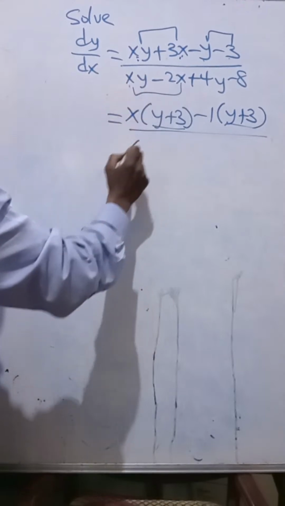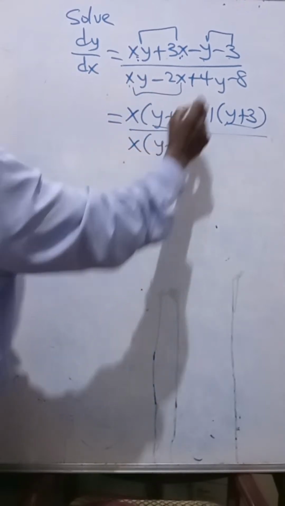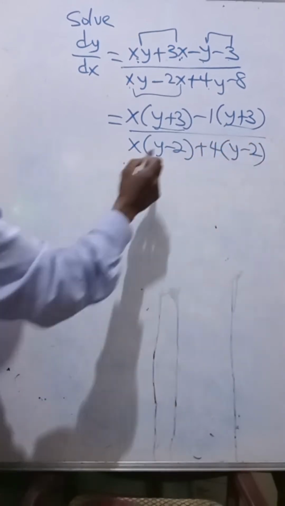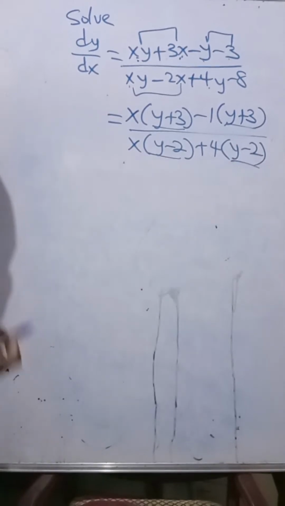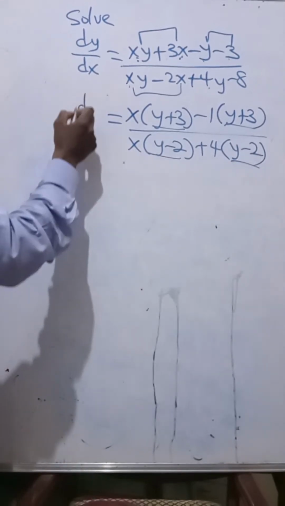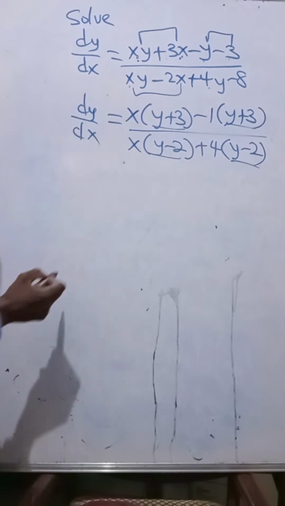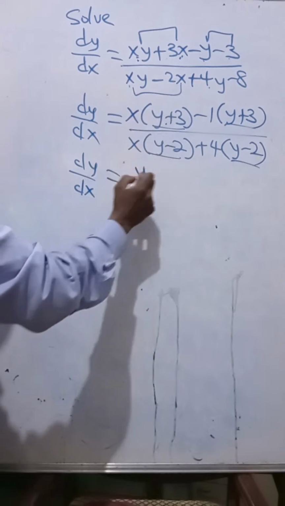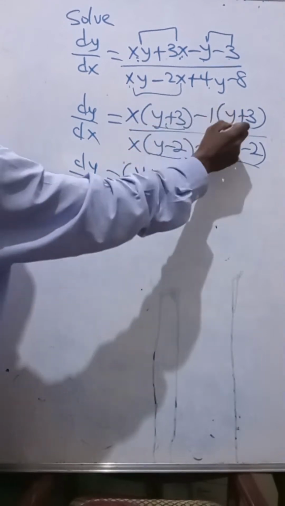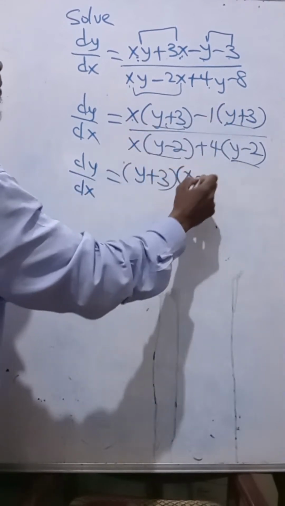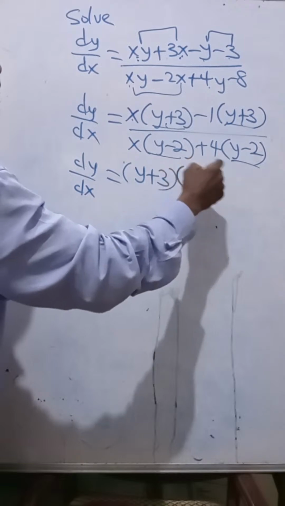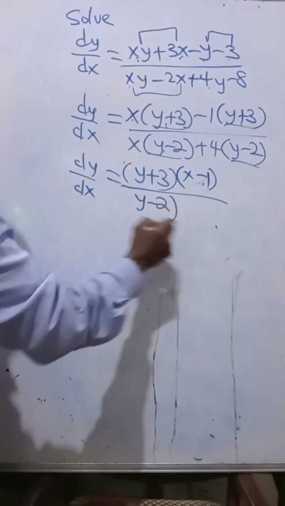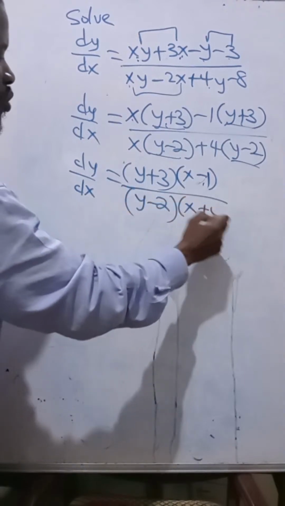X is common. Take it out. That's y minus 2. Here also, plus 4 is common. Take it out. And then you have this. Also, this and this must be equal when you factorize. And don't forget your dy dx. Okay, so after that, the next thing to do now is to take one of the common factors, and then x minus 1, over, do likewise at the denominator. That will give you this one.